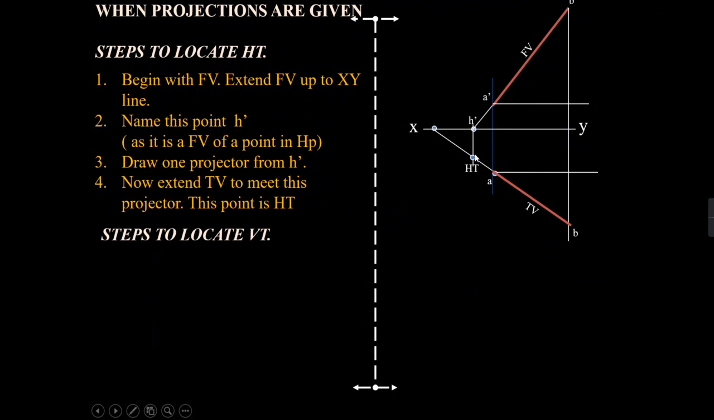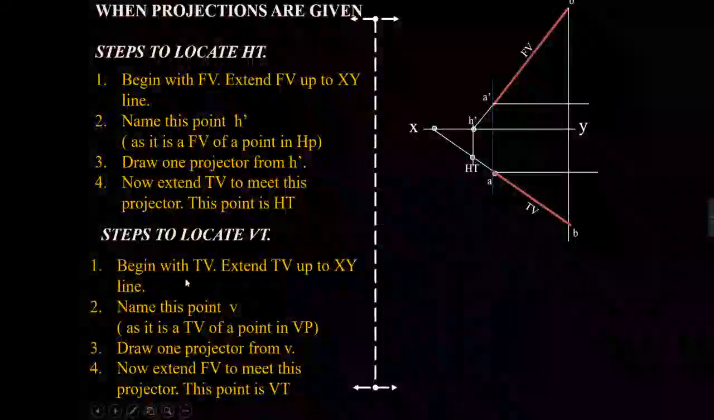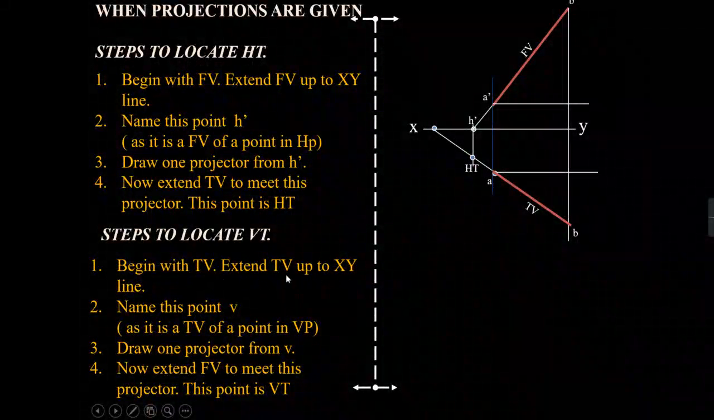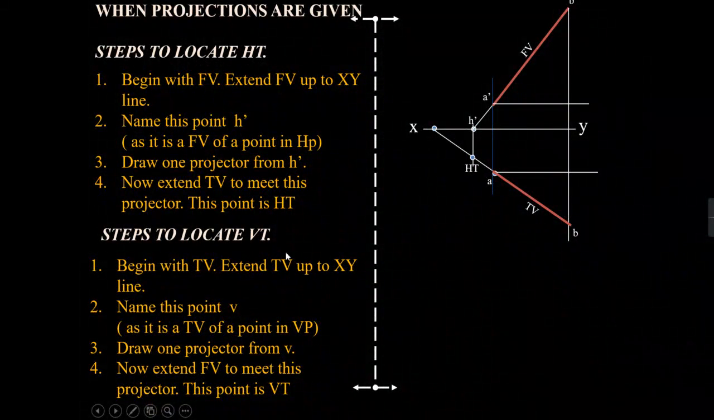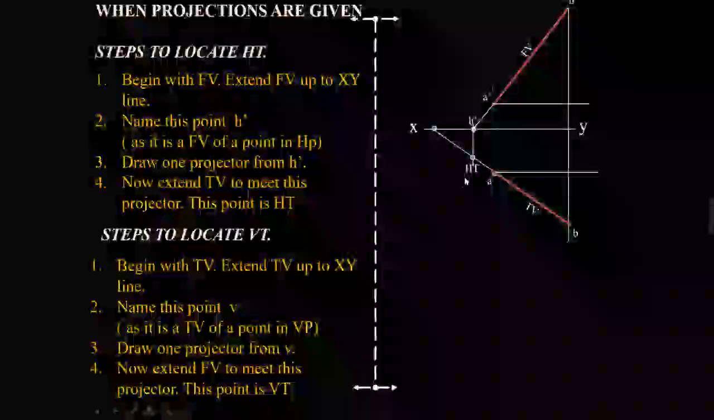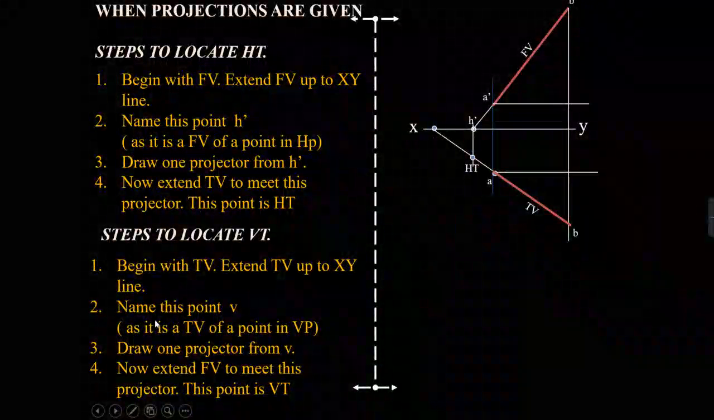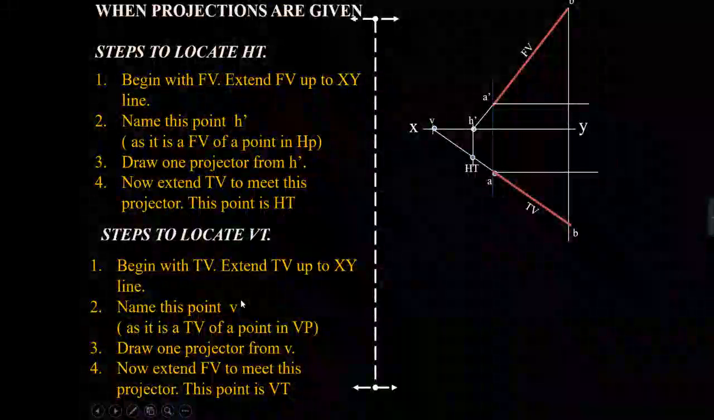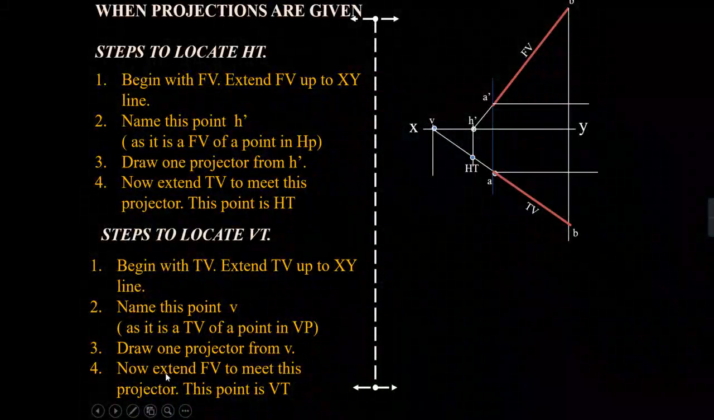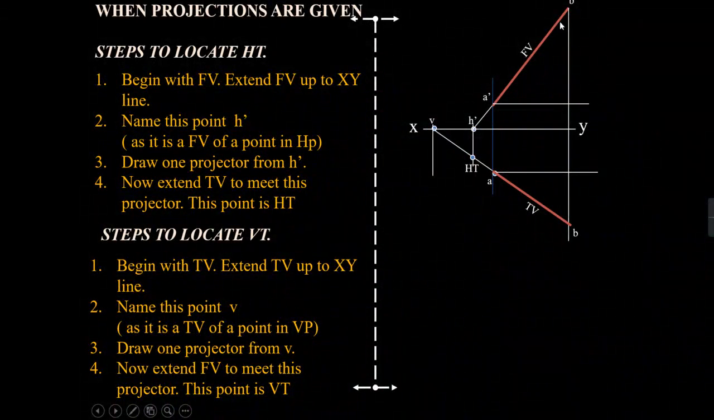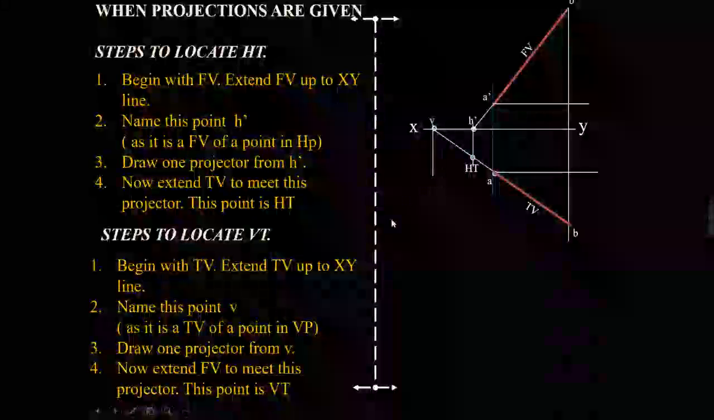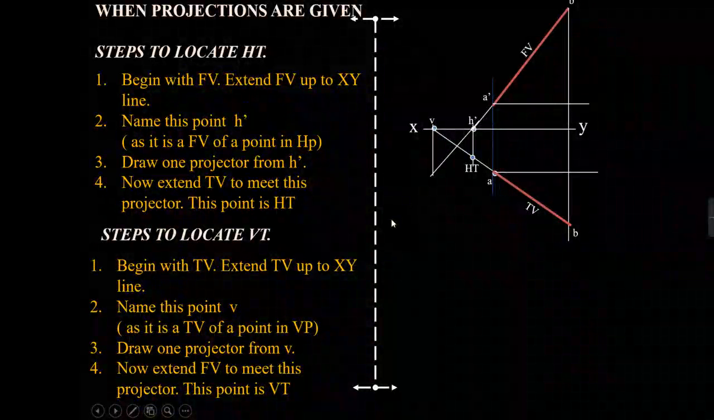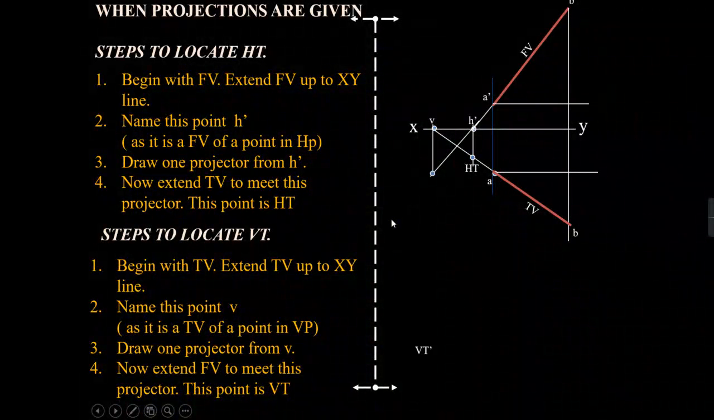Now to find the vertical trace, we have to extend the top view up to the XY line, that we have already done. Name this point as V. Now draw a projector from the V and extend the front view. This is your front view, I will extend the front view. So wherever they meet is the vertical trace.